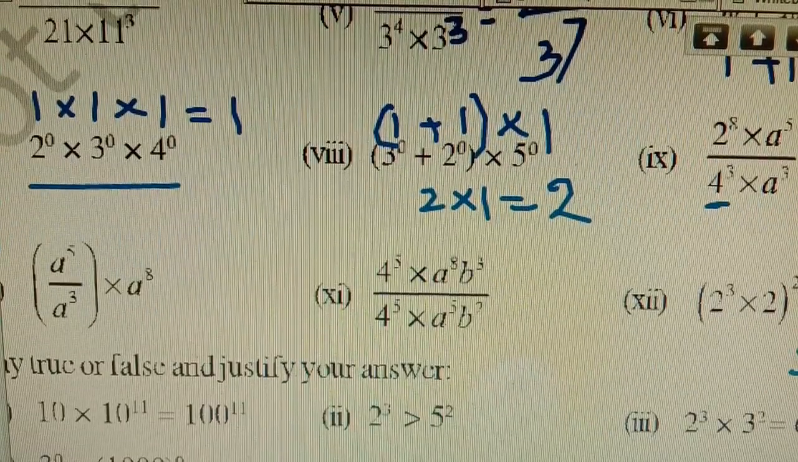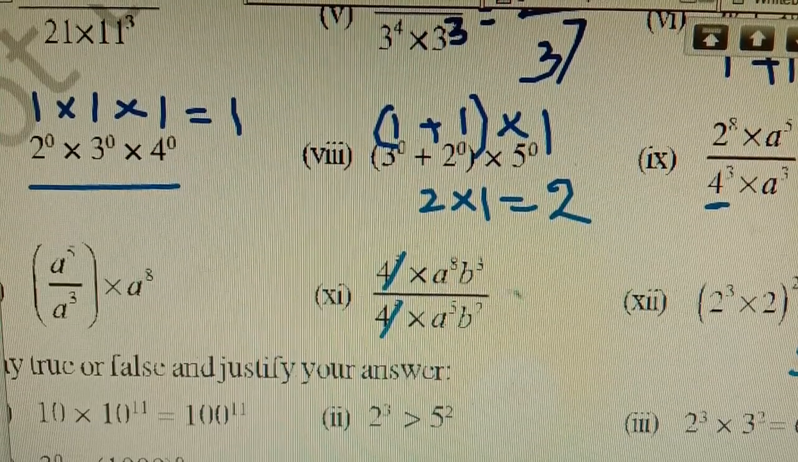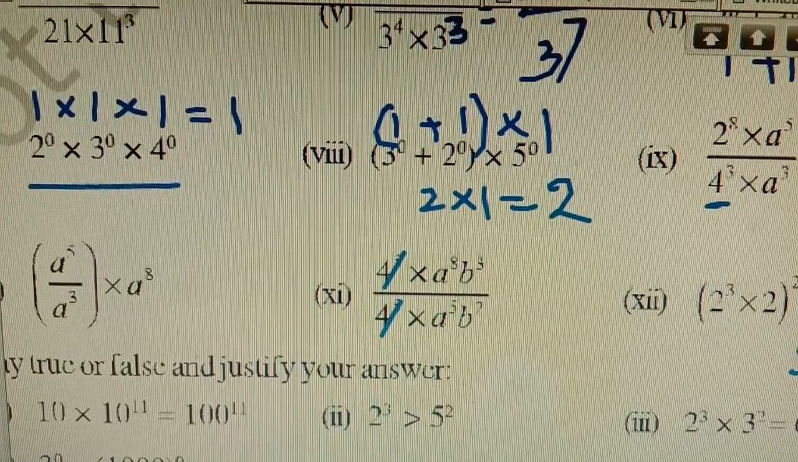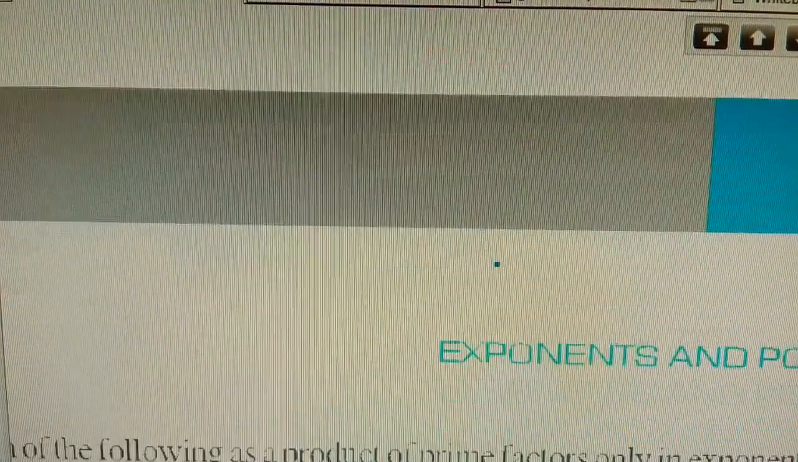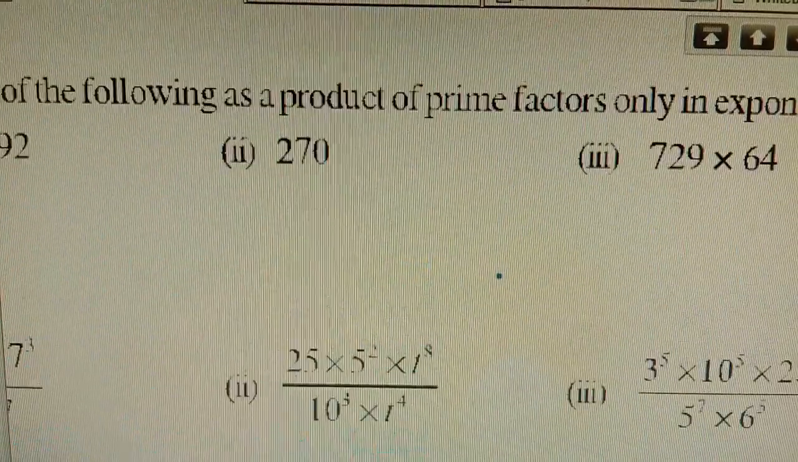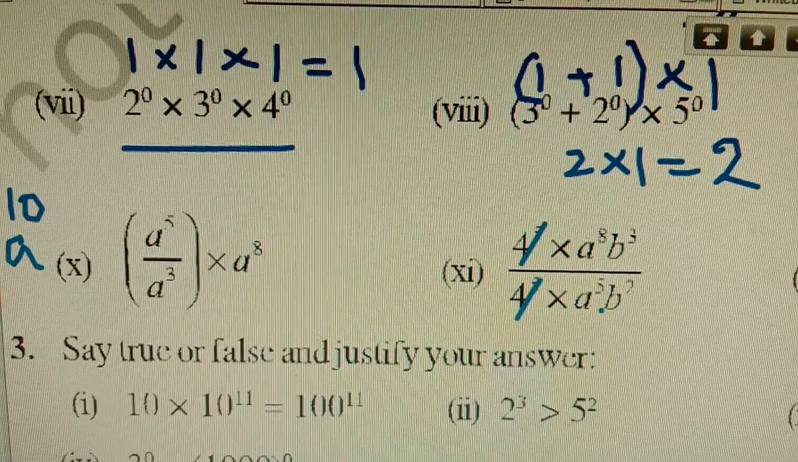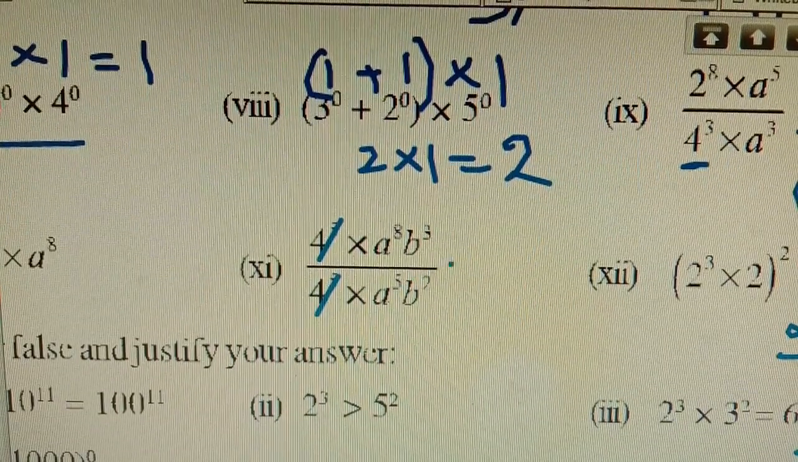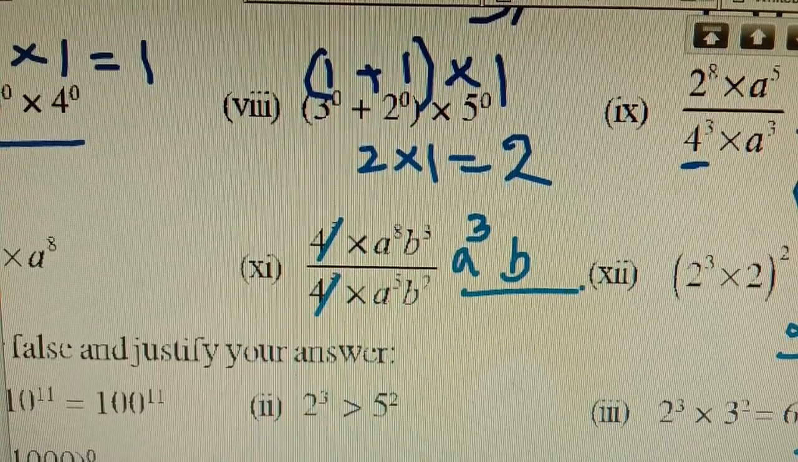Now for this question, here this 4 to the power of 5 is in the numerator and denominator, so we cancel 4 to the power of 5. Then a to the power of 8 divided by a to the power of 5, that is not 3. So a to the power of 8 divided by a to the power of 5 means a to the power of 3, and b to the power of 3 divided by b square, that is b to the power of 3 minus 2, that is 1. So the answer is a cube b.